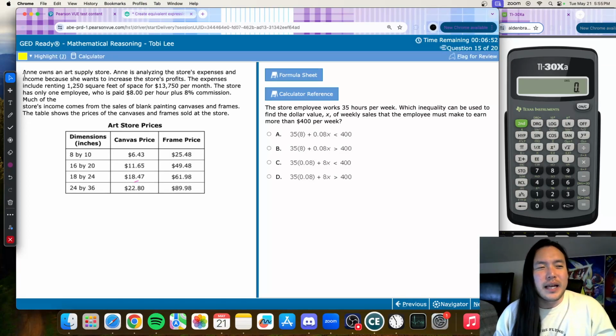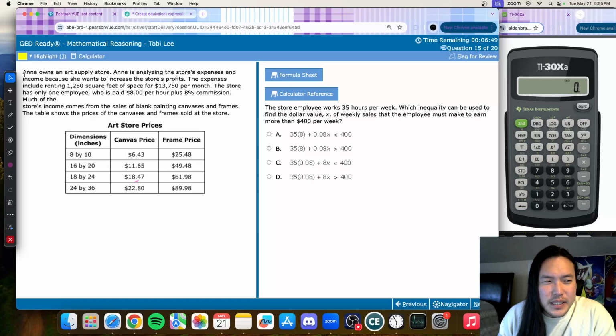Anne owns an art supply store. Anne is analyzing the store's expenses and income because she wants to increase the store's profits. The expenses include renting 1,250 square feet of space for $13,750 per month. The store has one employee who is paid $8 per hour plus 8% commission. That's criminal. You can't pay people $8 an hour. That's ridiculous. Much of the store's income comes from sales of blank painting canvases and frames. The table shows the prices of the canvases and frames sold at the store.